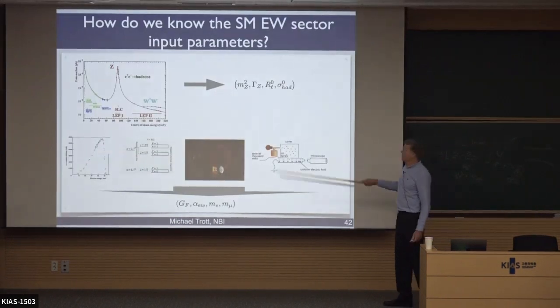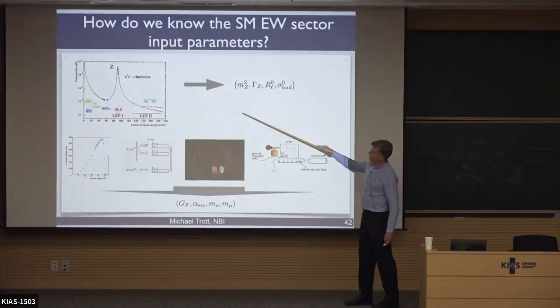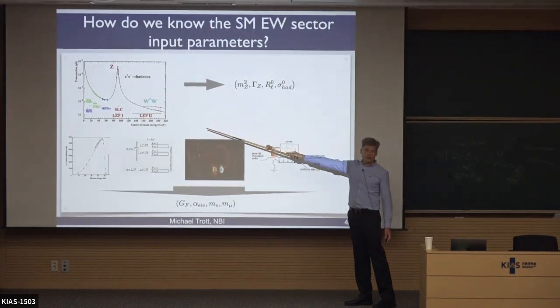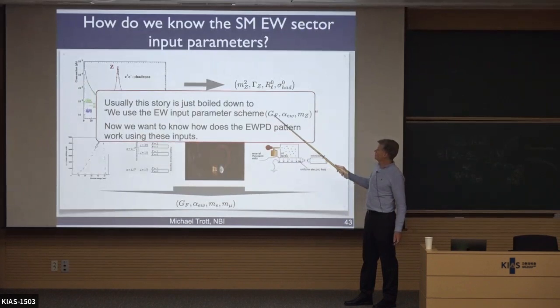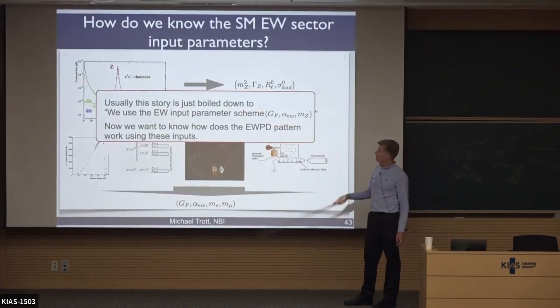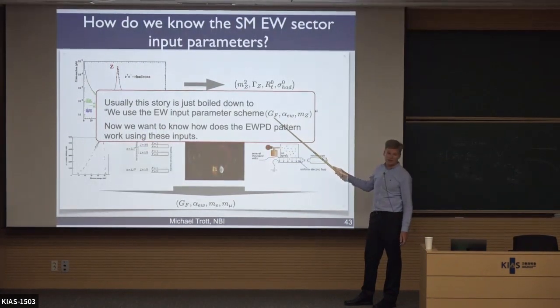Okay, so this is usually just boiled down to a simple story. People say, look, we study electroweak precision data and we use a G_F, alpha electromagnetic, M_Z input parameter scheme. Hidden in the fact that they say this sentence is that they did a whole pattern of experimental measurements to get this, to then use a number, and so on and so forth. So that's always the case.